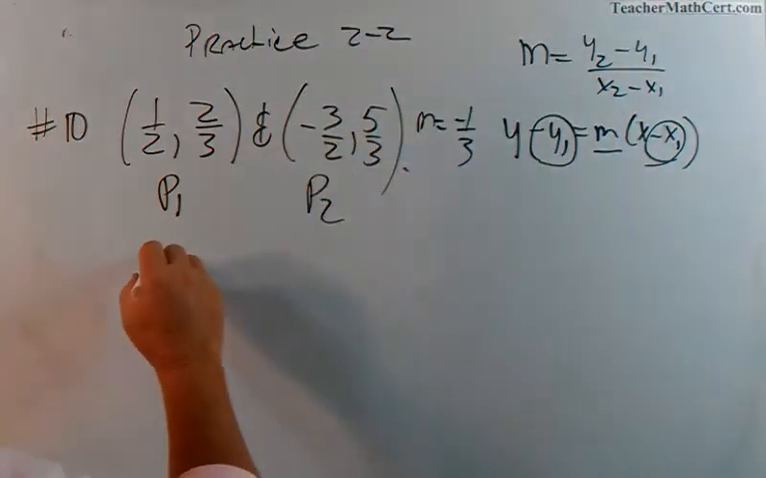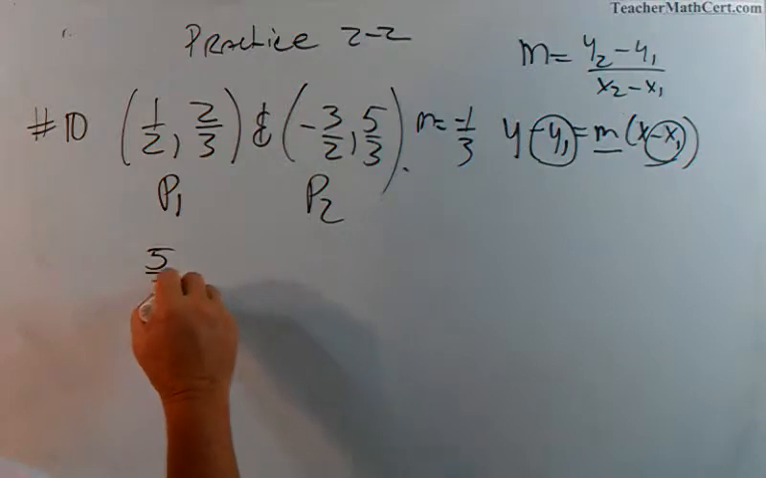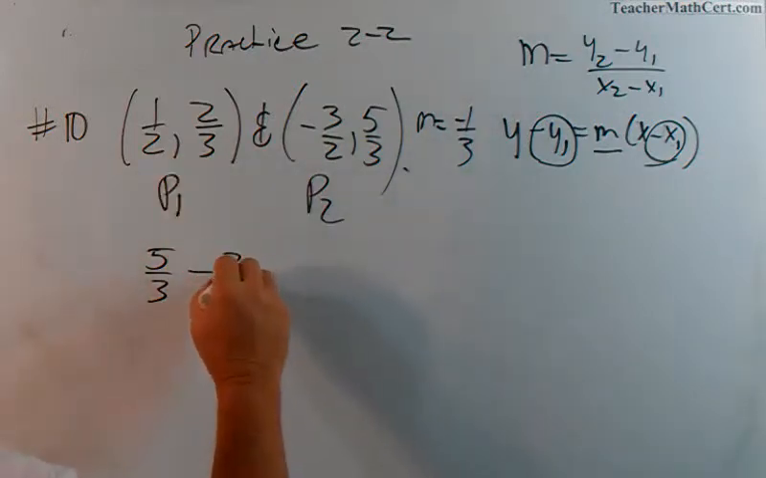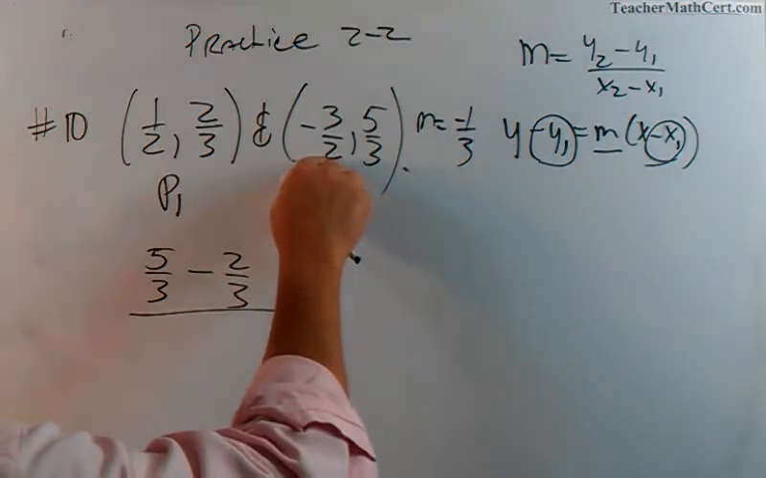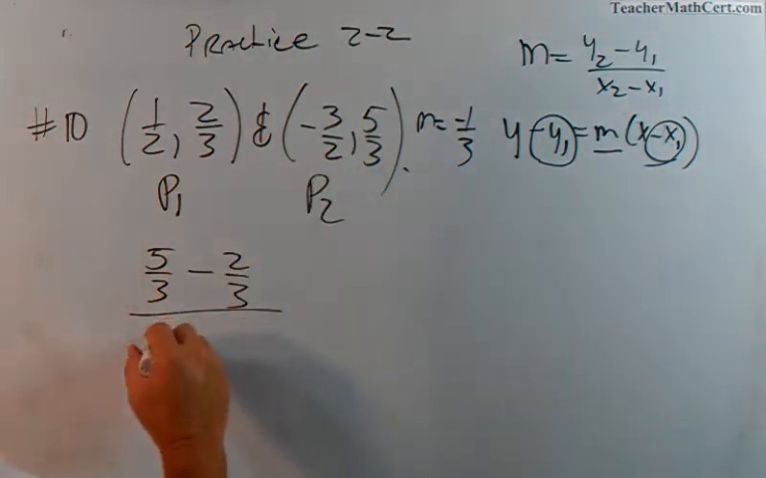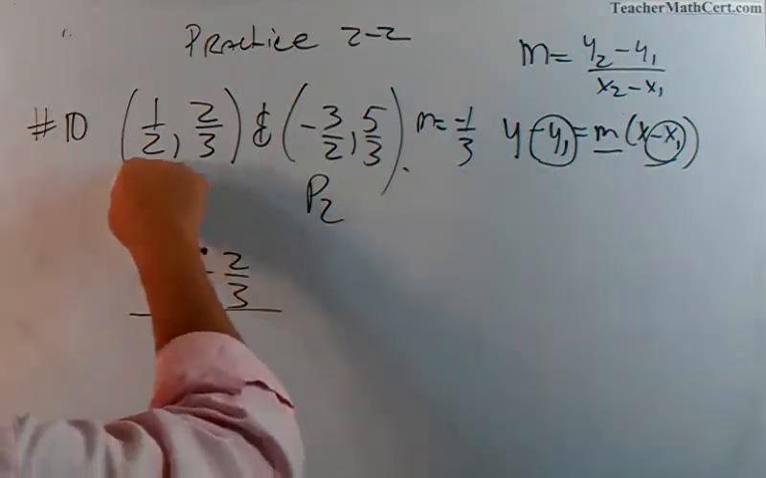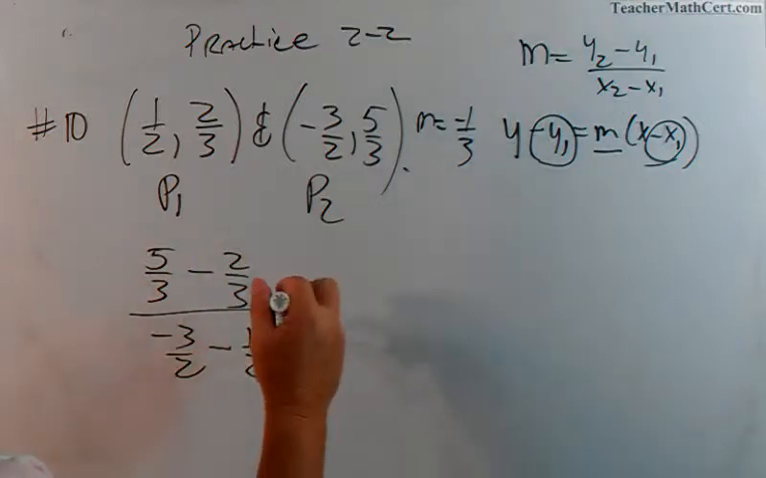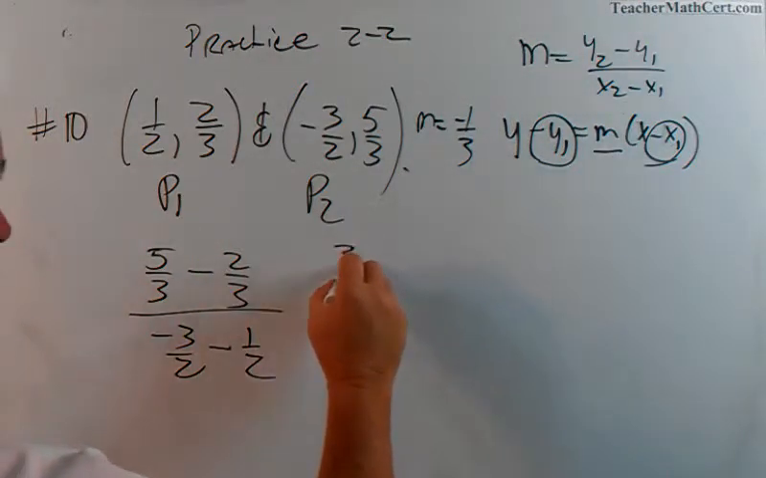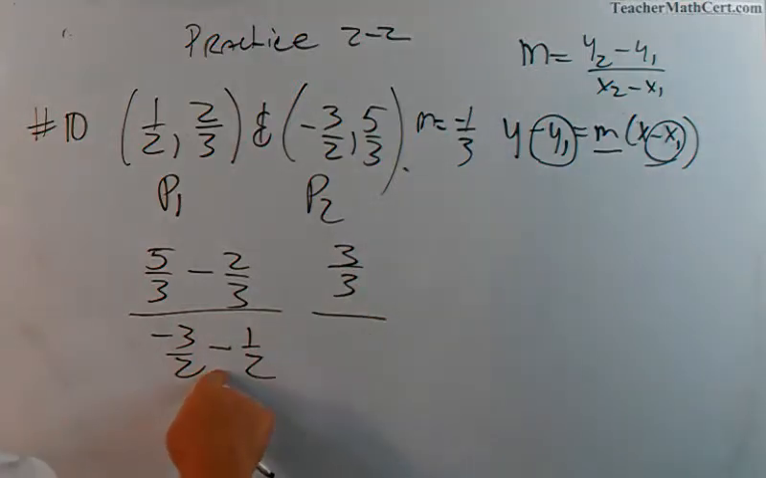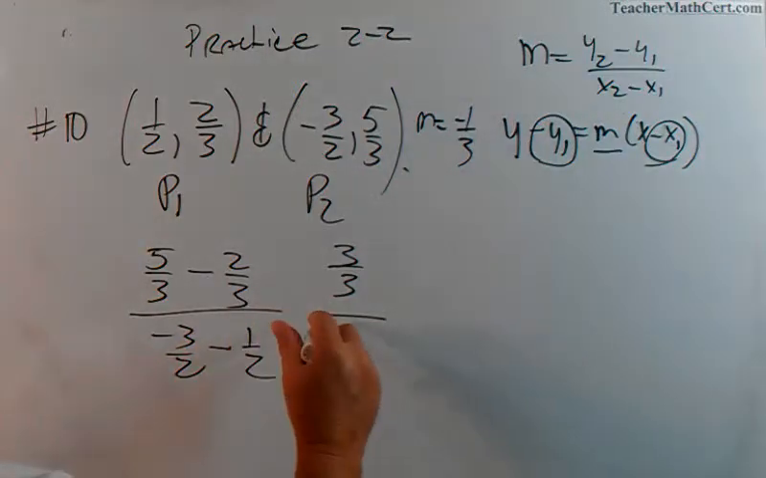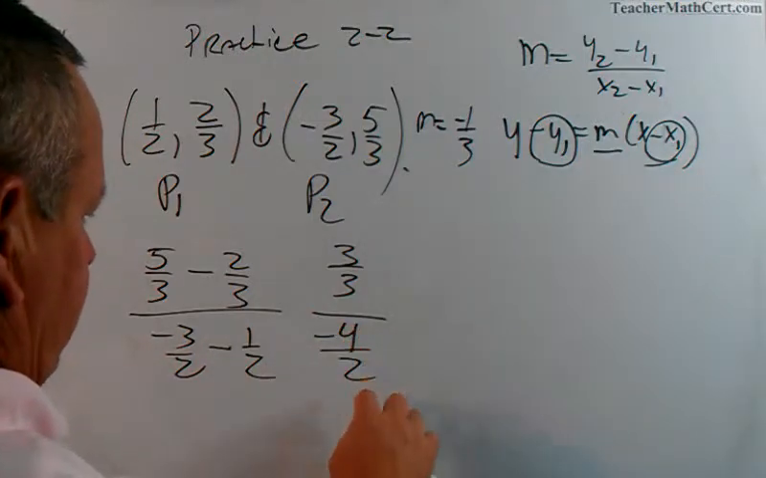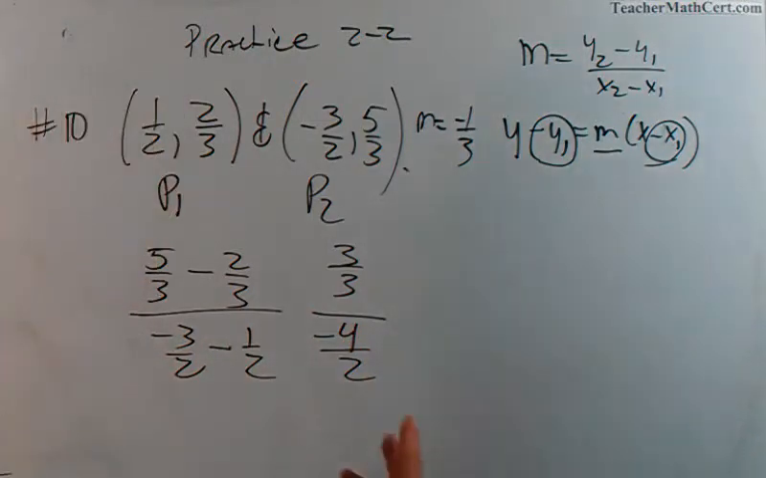Slope is y sub 2, which is 5/3, minus 2/3, divided by x sub 2, which is negative 3/2, minus 1/2. All right, these have the same common denominator. What do we have to do? Just subtract, right? So that's going to give us 3/3 or 1. This one, same common denominator, so just subtract. Negative 3 minus a 1 is negative 4/2, or, well, we'll just leave it in that form for right now.